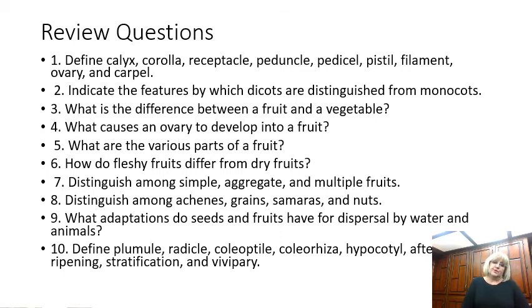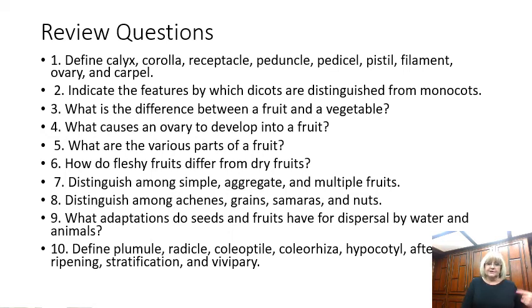Okay, so here are some review questions that would be really good to study before we have a test. Define the calyx, corolla, receptacle, peduncle, pedicel, pistil, filament, ovary, and carpel. Indicate the features by which your dicots are distinguished from your monocots. What is the difference between a fruit and a vegetable? And what causes an ovary to develop into a fruit? Okay, and backing up to number 3. Find some examples of that one.